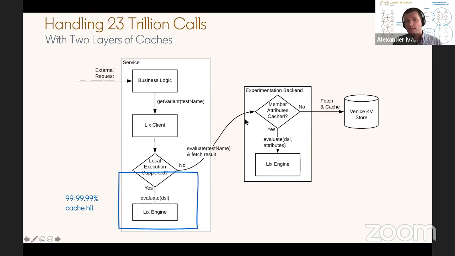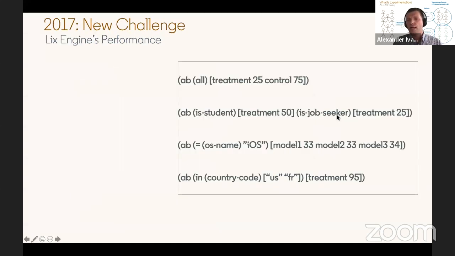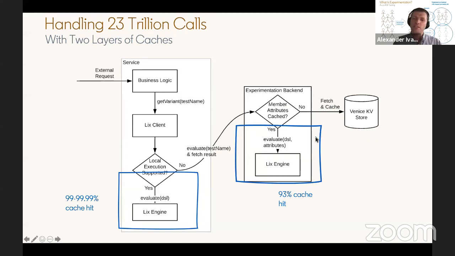And the backend has an in-memory cache of member attributes. If for a given request the attributes are present in the cache, then the backend passes the request to the experimentation engine. The cache hit ratio here is pretty high as well, 93%. If we hit the cache, the total latency of evaluation is on the order of 1 millisecond. And if we have to query the store, the latency goes up to about 2 to 3 milliseconds on average.